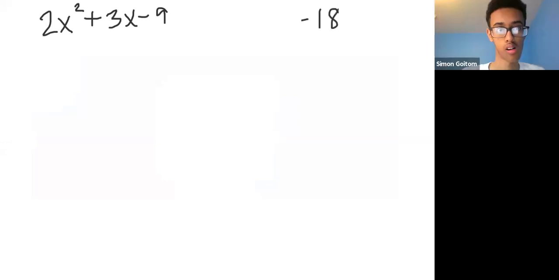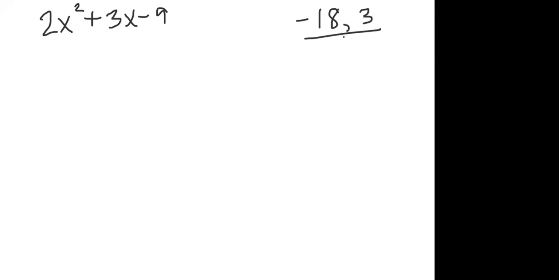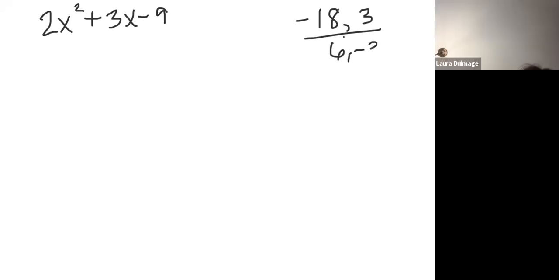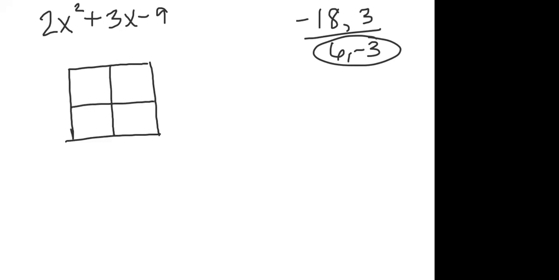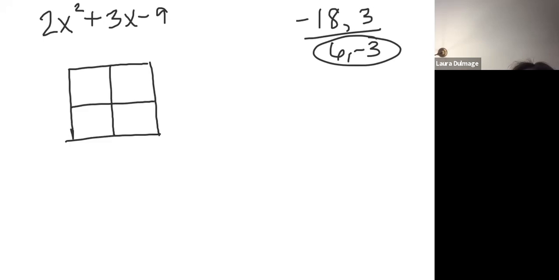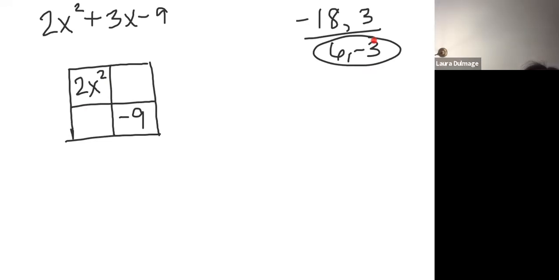All right, so we wanted two numbers that multiplied to -18 that added to 3. What do we get for those values? I got 6 and -3. Okay. So that's what just goes in the two sections of the box. That's not necessarily a part of our final answer, right? So all right, what's gonna go in here? 2x squared and -9. Okay. And then these guys, 6x and -3x, go in the corners.